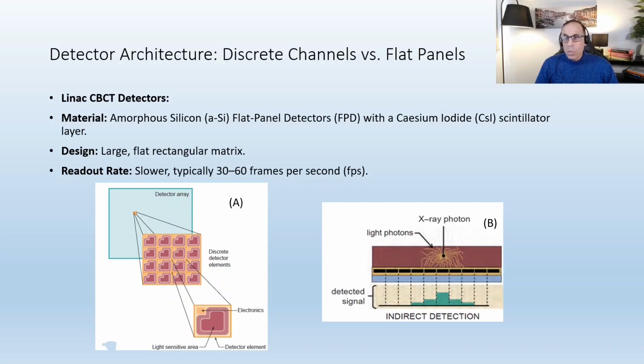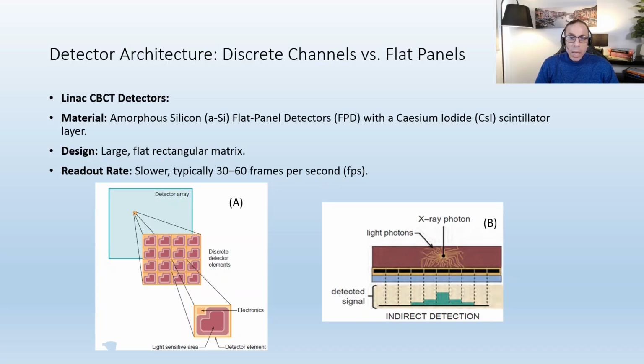The flat geometry introduces variable photon incidence angle across the panel, and the readout rate is restricted to 30 to 60 frames per second, which is significantly lower than the kilohertz sampling rate seen in the diagnostic units.